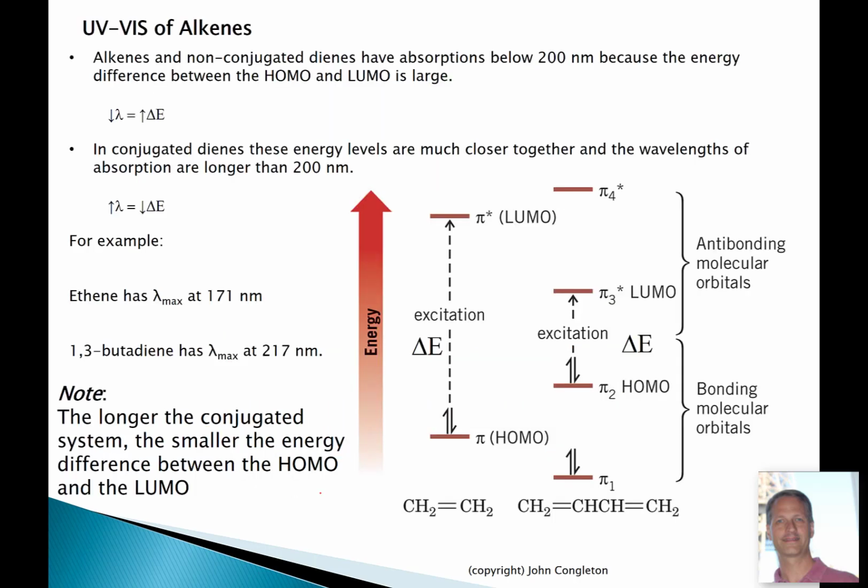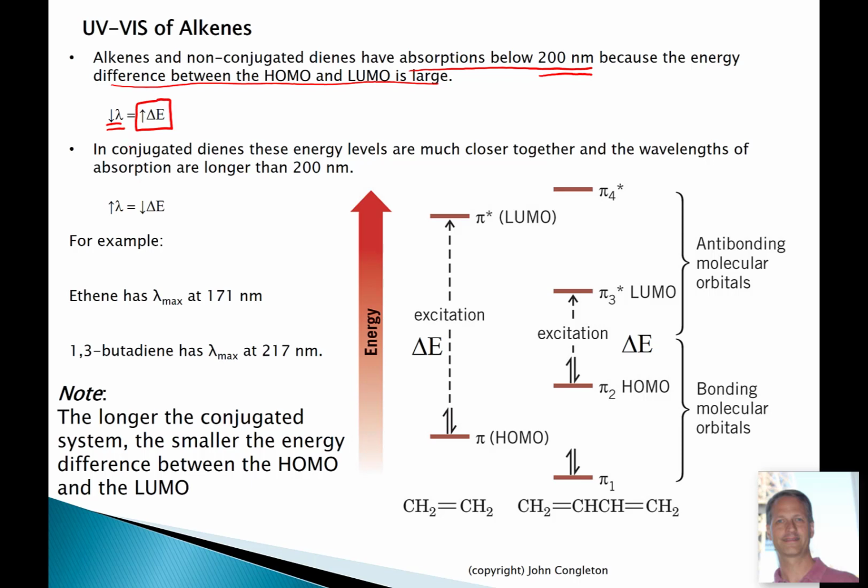All right, now before we look at carbonyls, let's talk about the UV-VIS of just alkenes. So let's go through this page a little bit here. Alkenes and non-conjugated dienes have absorptions below 200 nanometers, so they fall in an area that typically is not part of the visible spectrum. And that's because the energy difference between the HOMO and the LUMO is large. So remember, a large delta E means a smaller wavelength.